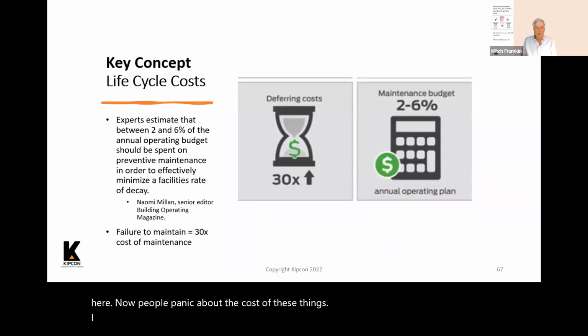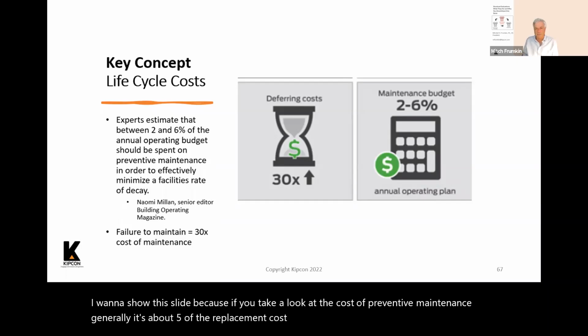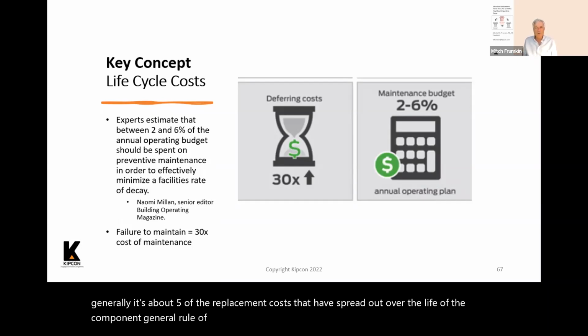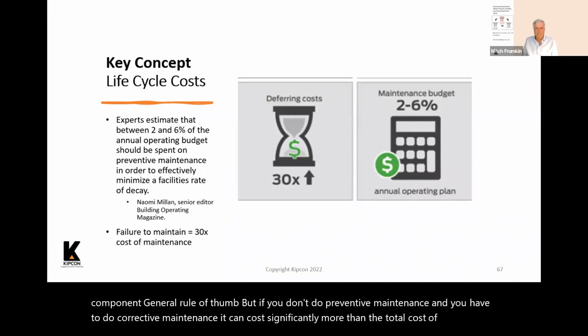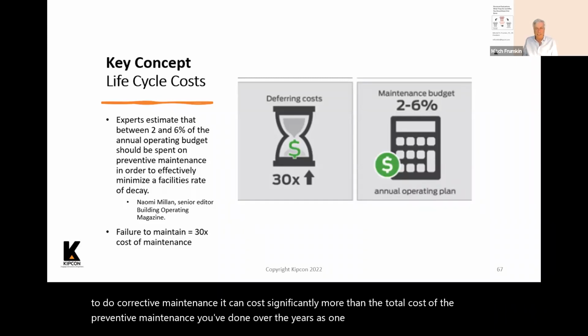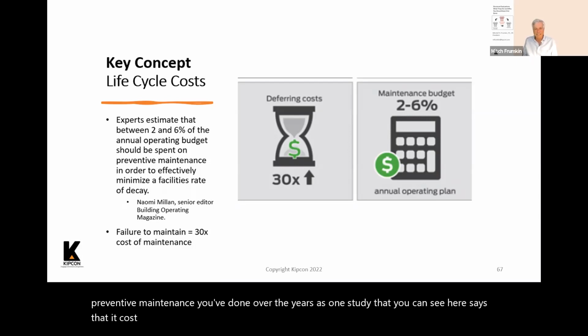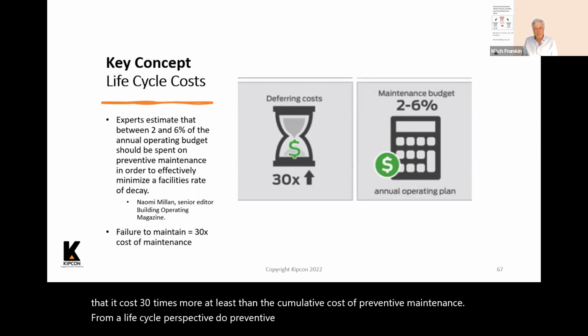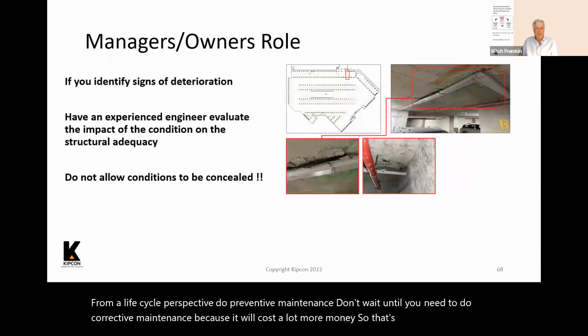I want to show this slide because if you take a look at the cost of preventive maintenance, generally it's about 5% of the replacement costs, spread out over the life of the component, as a general rule of thumb. But if you don't do preventive maintenance and you have to do corrective maintenance, it can cost significantly more than the total cost of the preventive maintenance you've done over the years. As one study that you can see here says, it costs at least 30 times more than the cumulative cost of preventive maintenance. So from a life cycle perspective, do preventive maintenance. Don't wait until you need to do corrective maintenance because it will cost a lot more money. So that's life cycle cost. Now, manager's role.